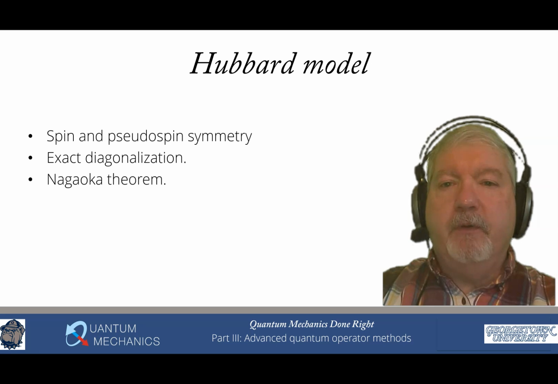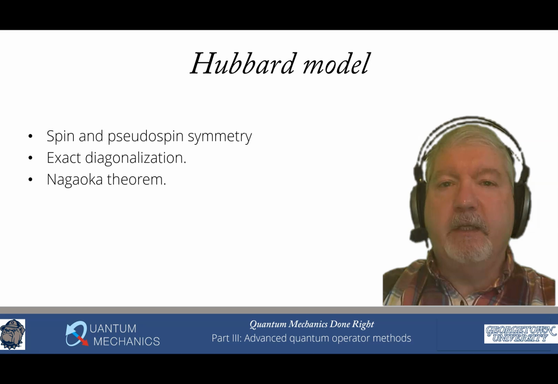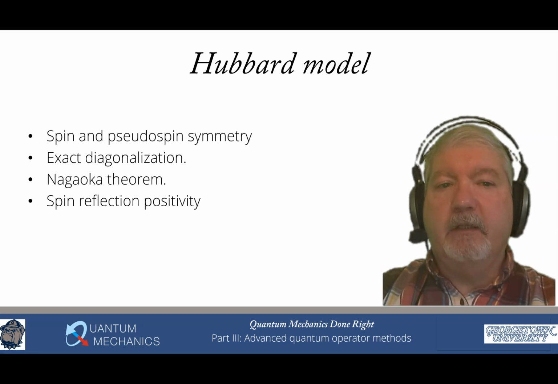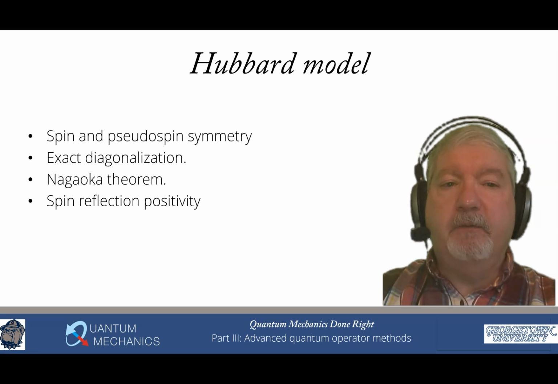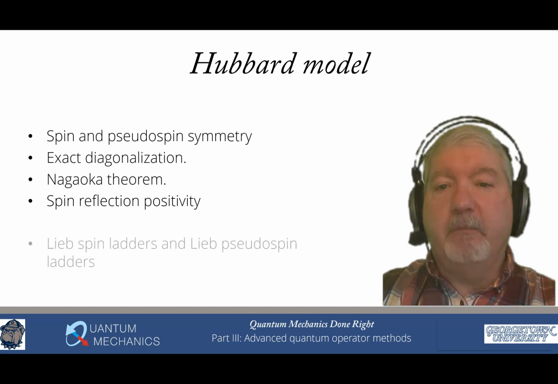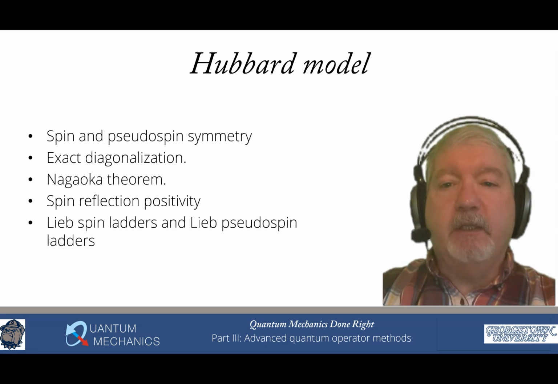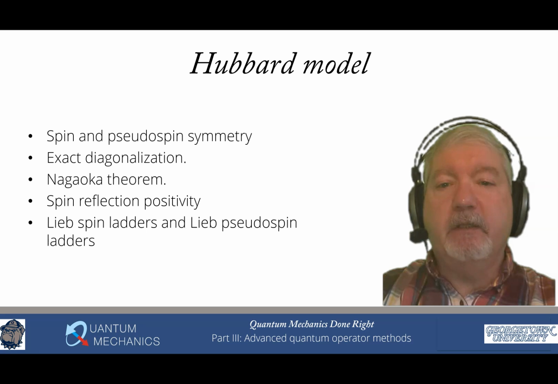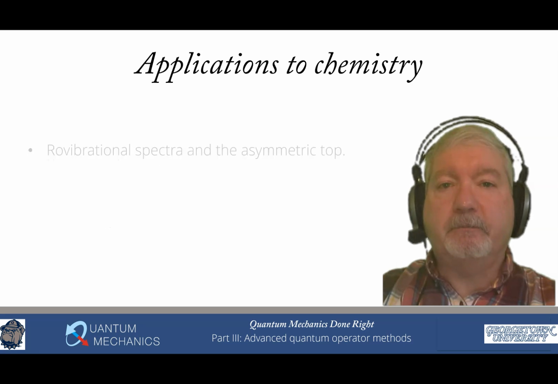We'll then prove a very important theorem called the Nagaoka theorem, which tells us about ferromagnetic solutions when we remove one particle from a half-filled band. We'll then discuss a very important technical result called spin reflection positivity, and how spin reflection positivity can be used to prove important results about the Hubbard model. And that will lead to our discussing Lieb spin ladders and Lieb pseudospin ladders.